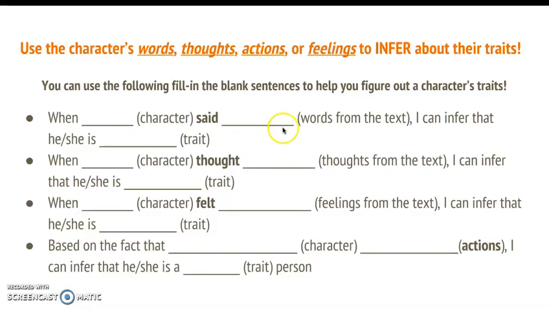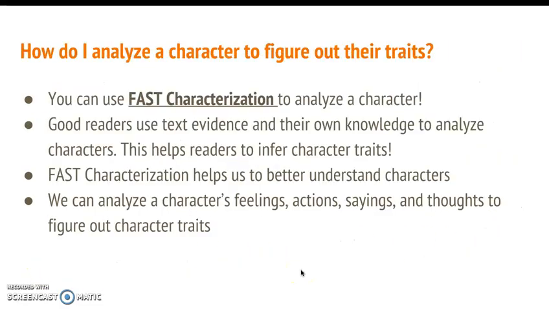When blank said blank, I can infer that he or she is a blank character. When blank thought, and you pick the text evidence, I can infer that he or she is, and then you put the trait here. When blank felt, this is when you talk about feelings, I can infer that he or she is, and then blank here. Based on the fact that blank did something, you put their actions here, I can infer that he or she is a blank person.